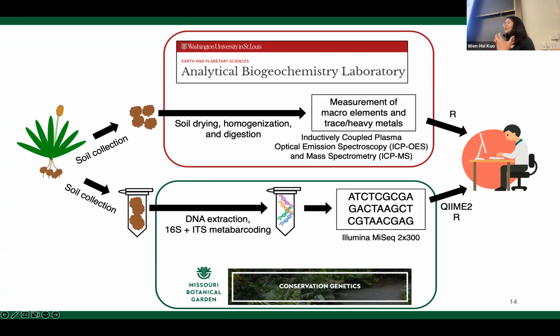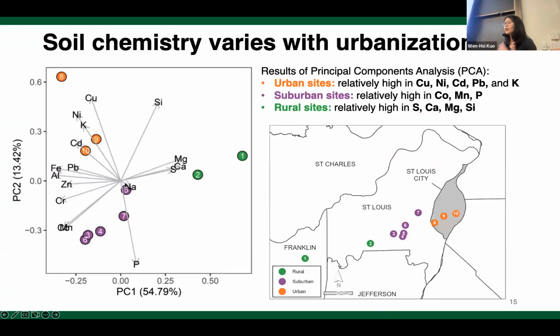And now I'm gonna transition to some of the preliminary results that I have. Starting with the soil chemistry data, showing another PCA of each site's mean concentration of several macronutrients, trace elements, and heavy metals. And again, the gray vectors tell us how each of the measured elements influences the PC axes.